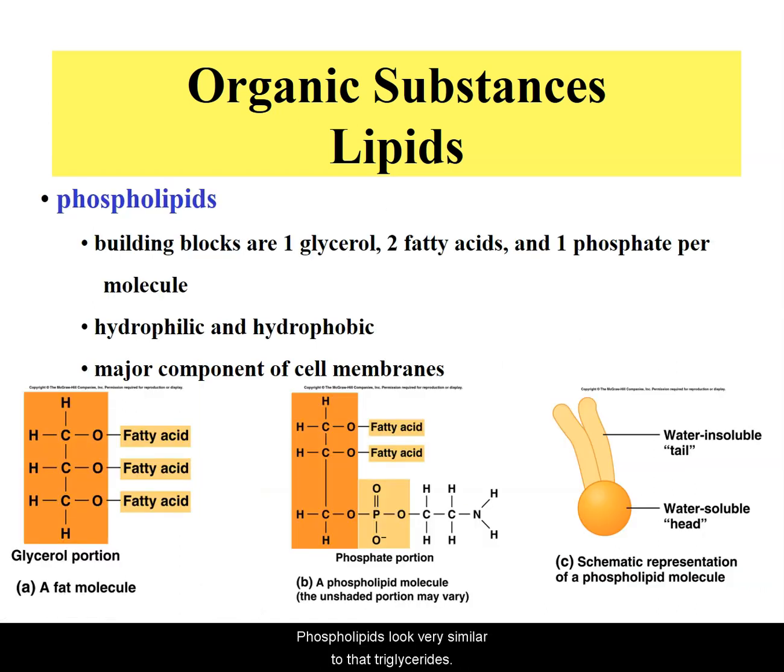Phospholipids look very similar to that triglyceride. It is similar, but this is a glycerol portion, and the phosphate portion, 2 fatty acids and one phosphate molecule, okay, is a phospholipid. Building blocks, 1 glycerol, 2 fatty acids, and 1 phosphate. 1 glycerol, 2 fatty acids, 1 phosphate, phospholipid.